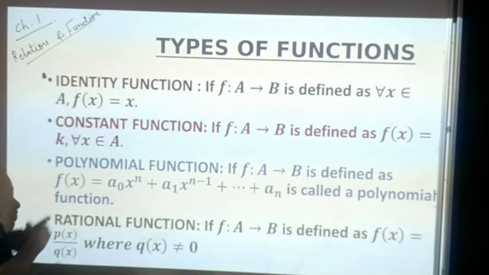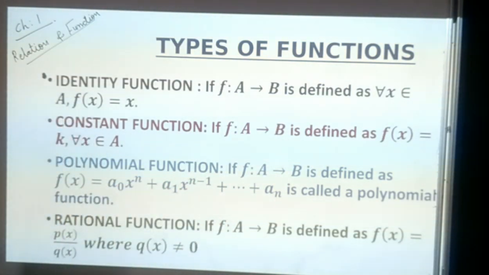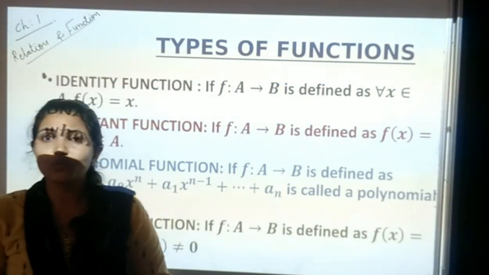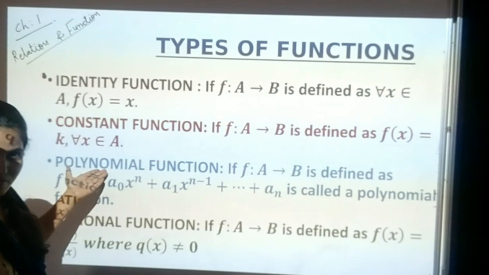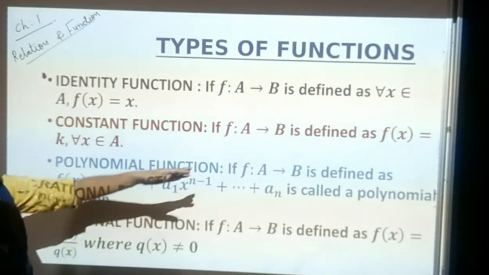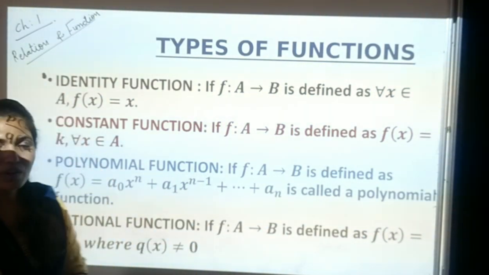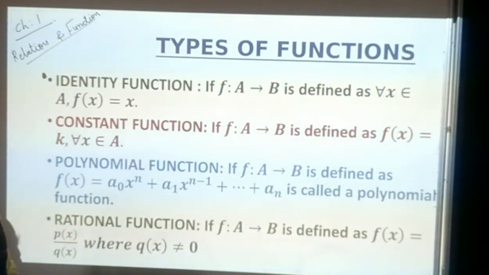Second, the constant function. We know that f from A to B is defined as f of x equals k. That means our function will give us a constant value, then it is known as the constant function. Polynomial function, we know that f of x equals a0 x raised to n plus a1 x raised to n minus 1, and so on up to an, is called a polynomial function, where a0, a1, ..., an are not simultaneously 0.